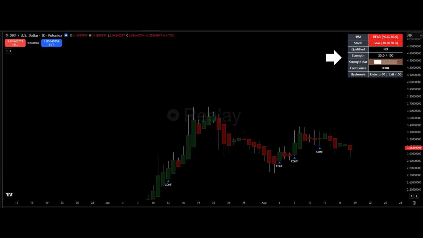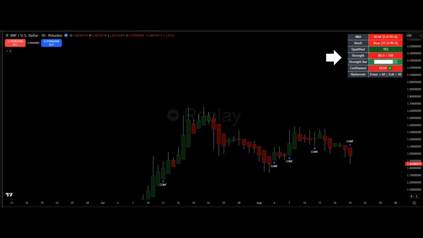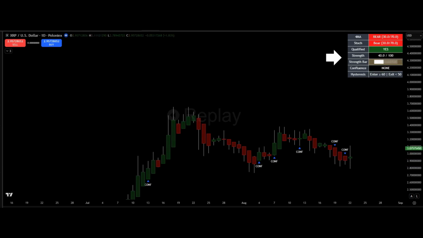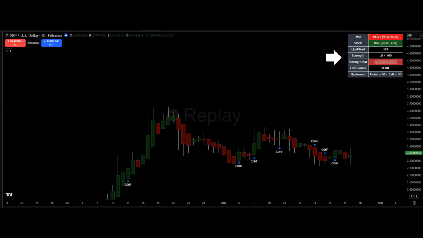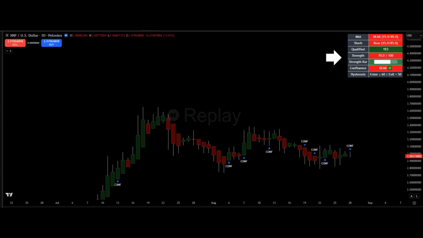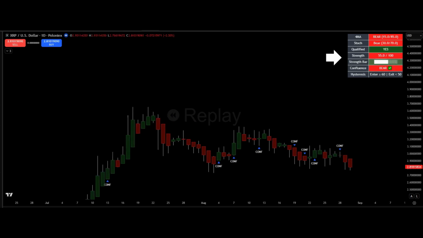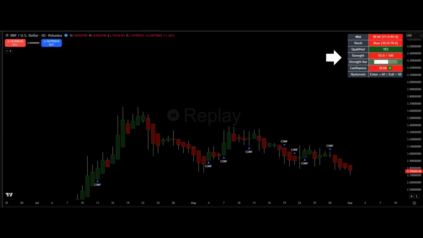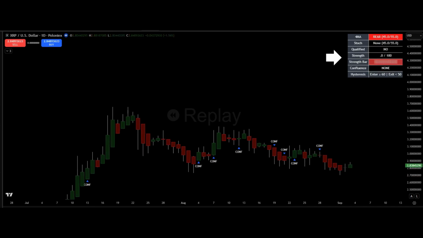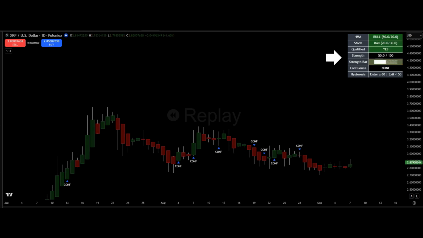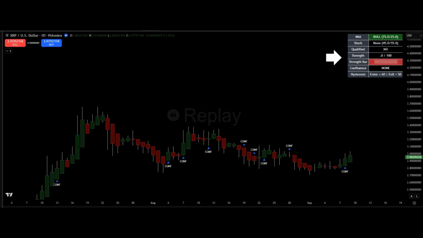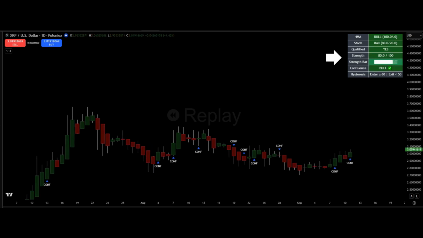How I use this indicator. I don't use this as an entry signal. I use it as a context and risk filter. Bull confluence: favor long ideas, trend continuation, buying pullbacks. Bear confluence: be defensive, avoid counter-trend trades, or hedge. Qualified equals no: reduce size, tighten stops, or wait.